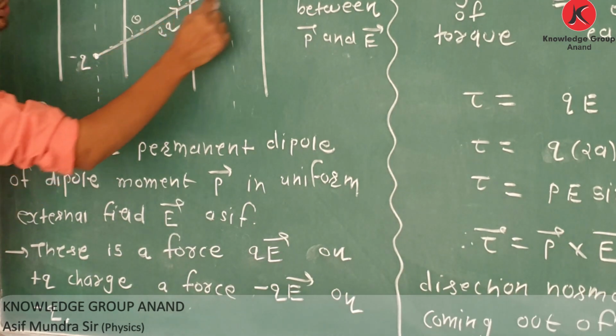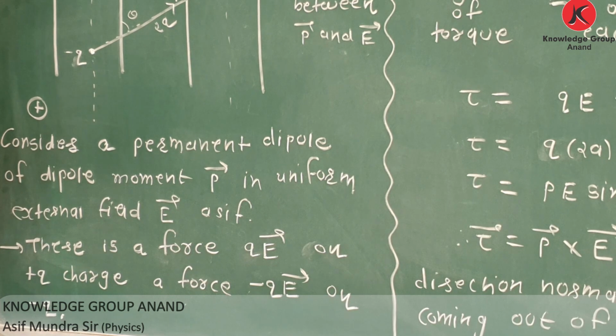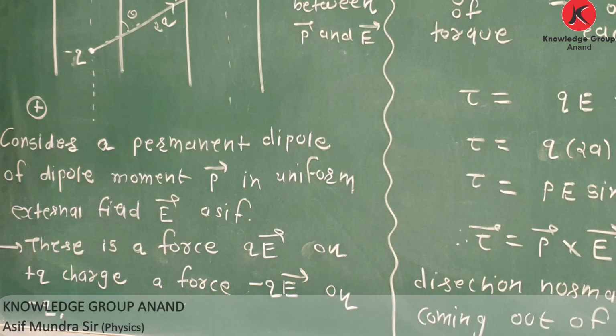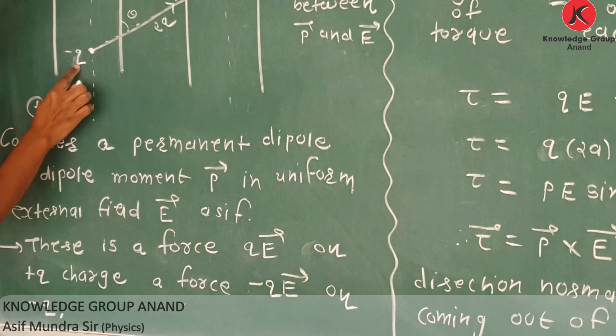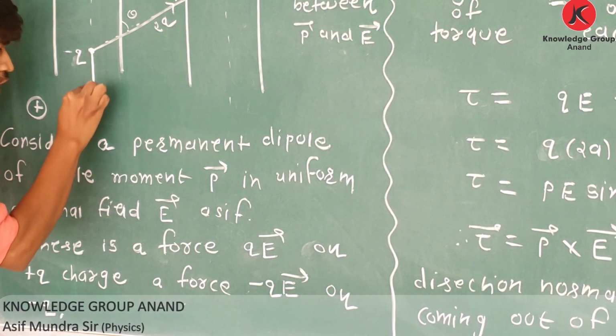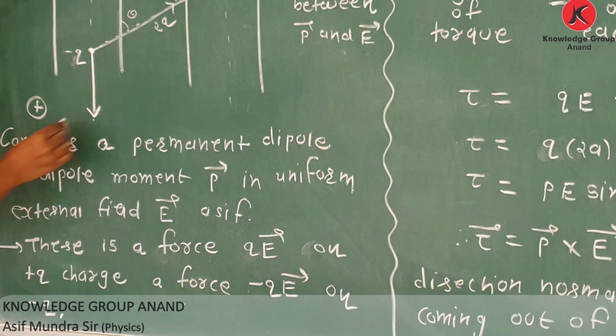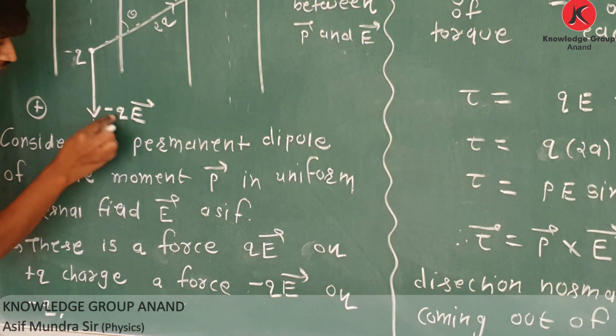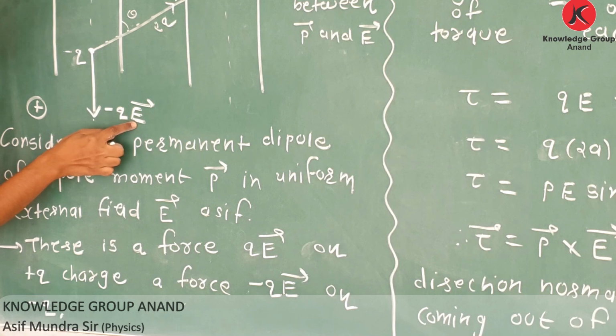As these two charges are placed in an external field, we know that when a charge is placed in an external field, a force acts on it. See, the force acting on the minus q charge: remember, the force acting on a negative charge is in the opposite direction of the electric field. How? The electric field is from positive charge towards negative charge. It is a negative charge, so obviously it is attracted towards the positive charge and repelled by the negative charge. So the force acting on this minus q charge is in the opposite direction of the electric field, and this force is minus QE. Why minus QE? Because this force is acting in the opposite direction of the electric field.